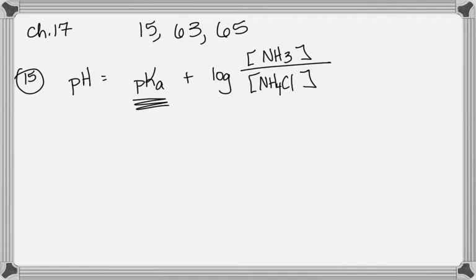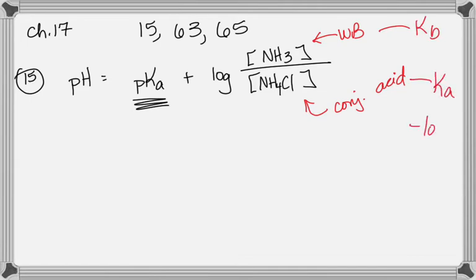But when I look at my Ka table, I won't find ammonium ion on there because it's not an acid. Ammonia is a weak base, and ammonium is the conjugate acid of it. So what I'm going to have to do is look up a Kb, figure out the Ka, and then take the negative log of it to get the pKa.